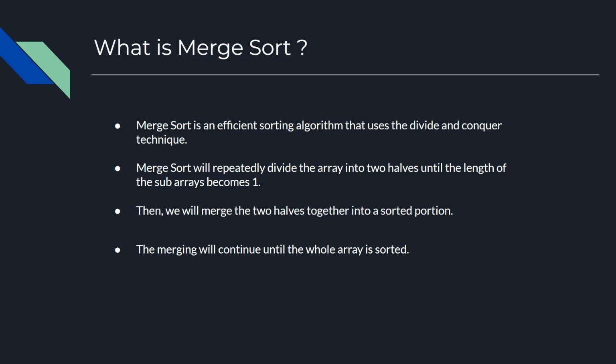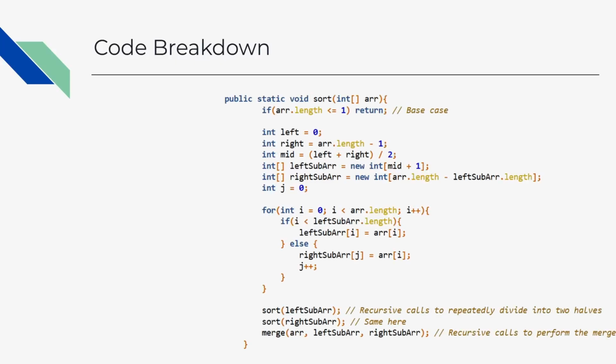Okay, now let's look at the code breakdown for our MergeSort algorithm. As you can see, here's the code for the method called sort. To implement the MergeSort algorithm, we would need a main method and a utility or helper function. In a nutshell, the helper function deals with the merging of the two subarrays. So now let's look at the main method called sort.